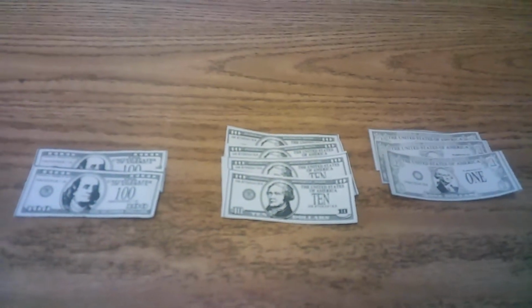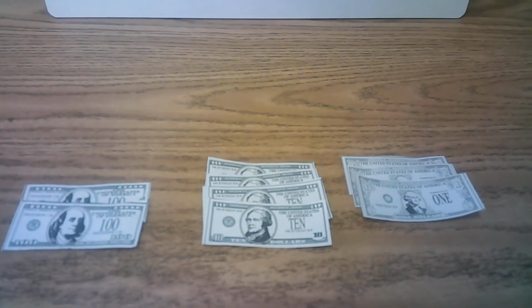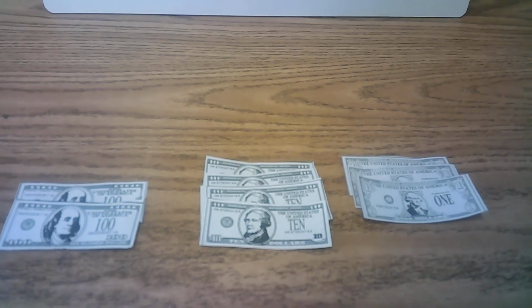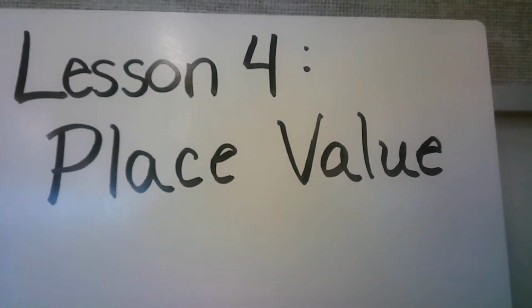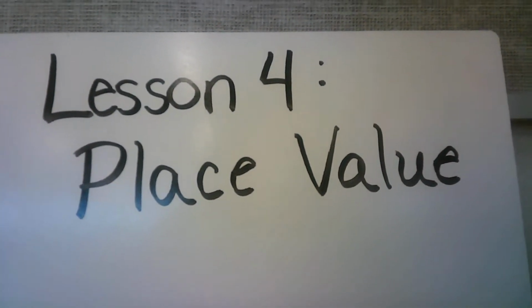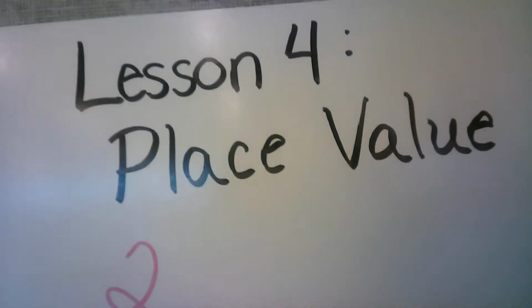Our first example here has this picture, and we're supposed to write the amount of money that is shown. So we're going to count it. We have 1, 2 hundreds. So up here on my whiteboard, I'm going to write a 2 in the hundreds place.